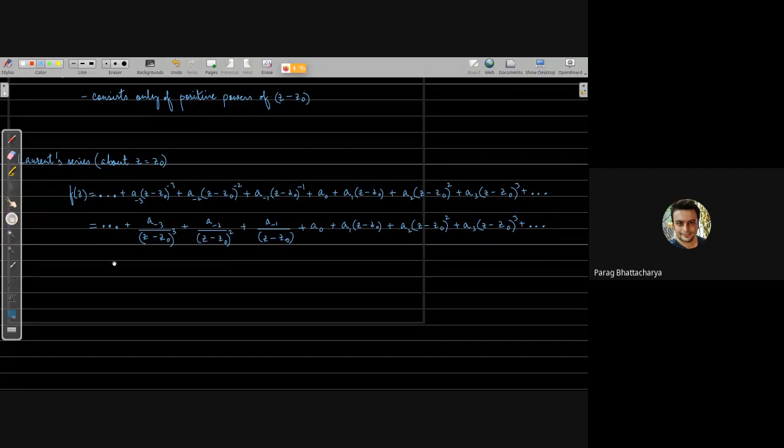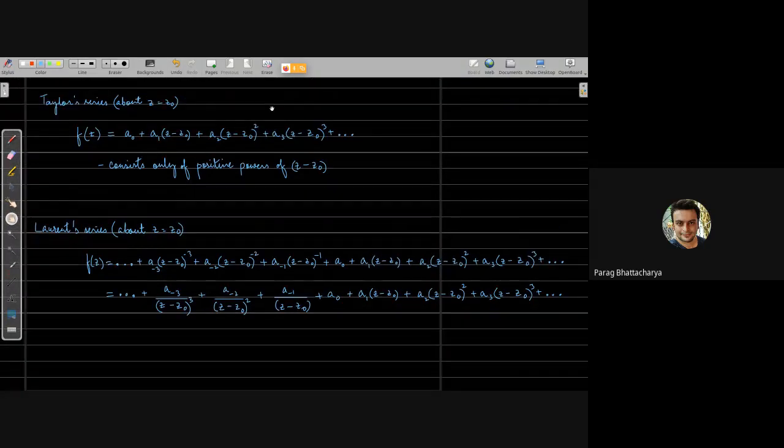Okay, so in general we could just write this as this, just like in this case. In this case we could simply write this as a summation. We place a summation, and inside the summation we place a generic term like this: a_n (z minus z naught) to the power n, and this n goes from 0 all the way till infinity. So this is what we have written.